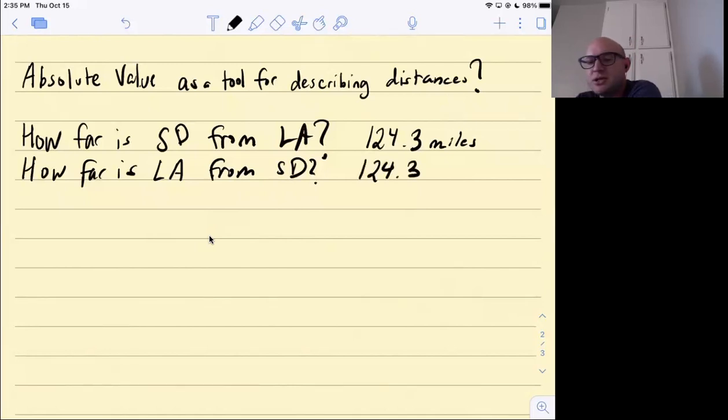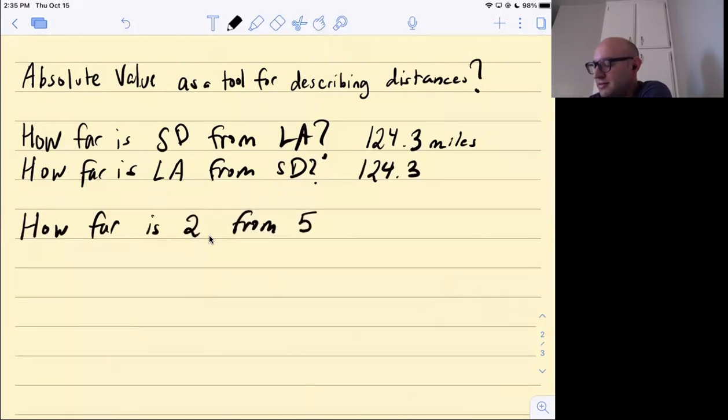So let me ask you now about the number line. How far is the number 2 from 5? How far apart is the number 2 from the number 5 on the number line? 3, right? Nice.